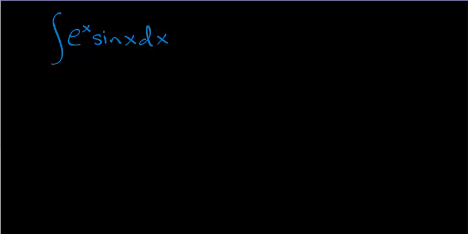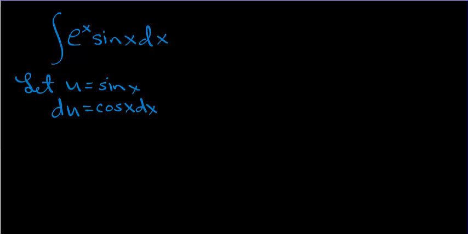But let's not think about that. Let's just go ahead and let u be sine x, and then du equals cosine x dx. And then I'll let dv be, of course, the rest of it. I'm going to have to integrate one of them, and I'd rather do e to the x than sine. That's the way I chose it. Okay, now let's see what we've got here.